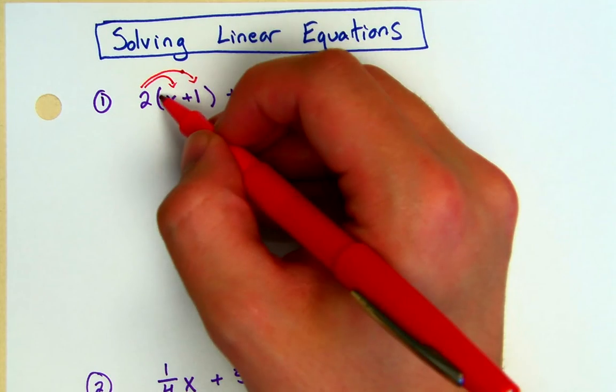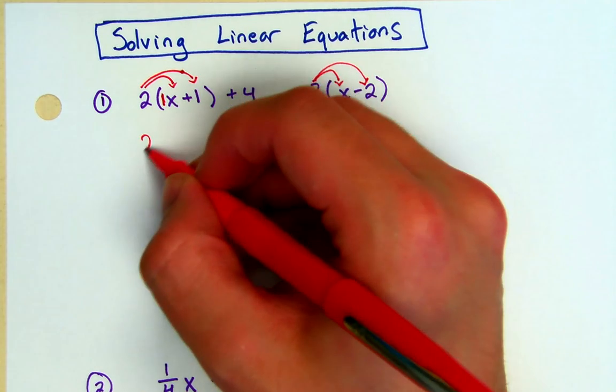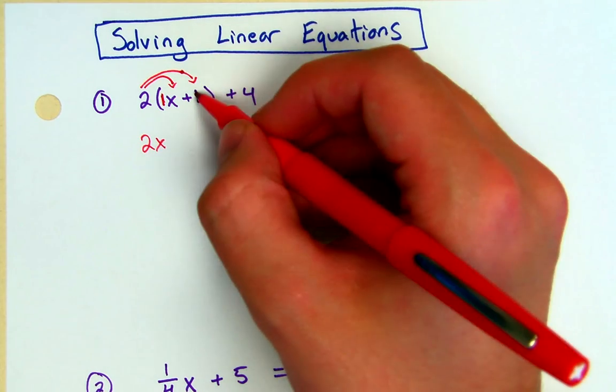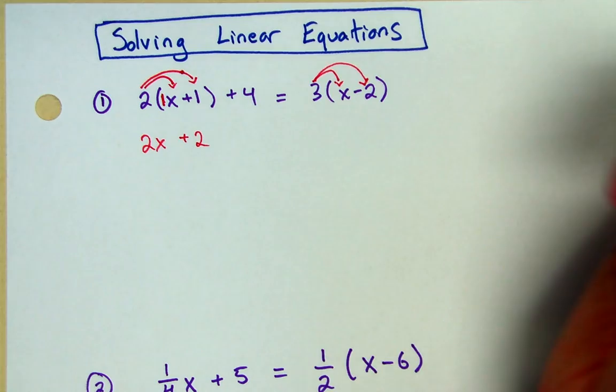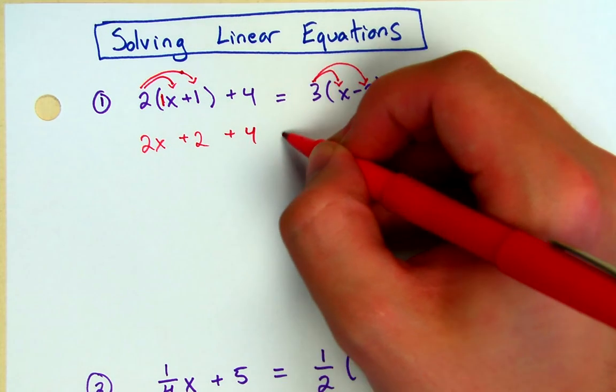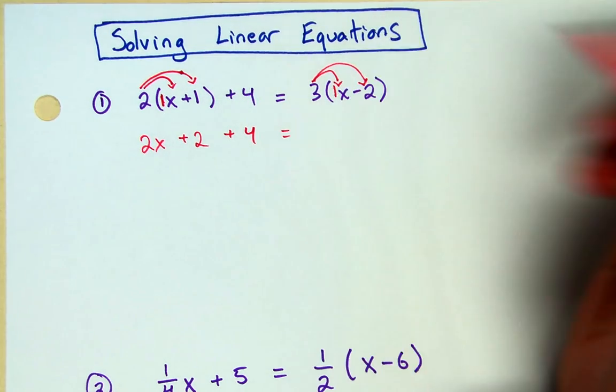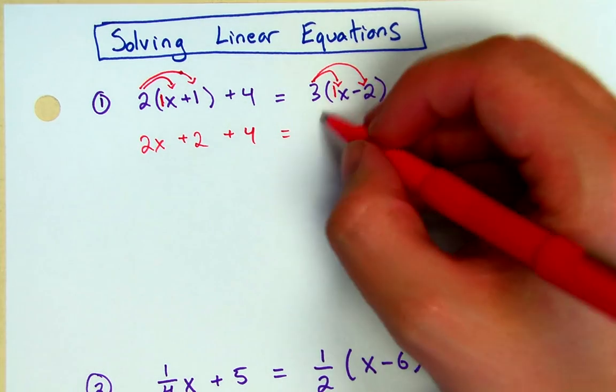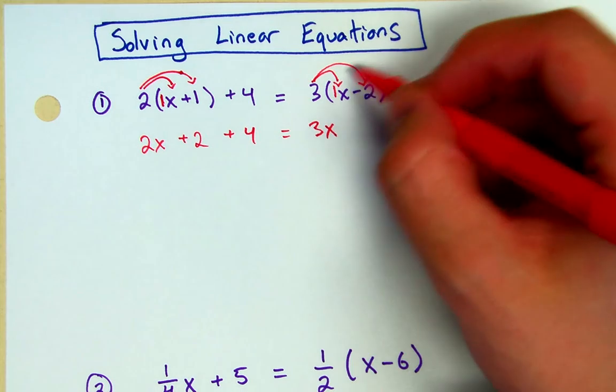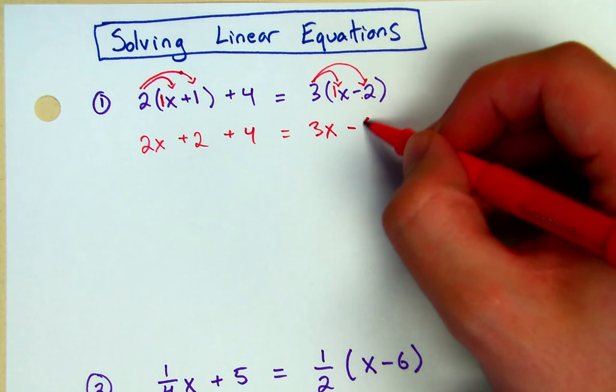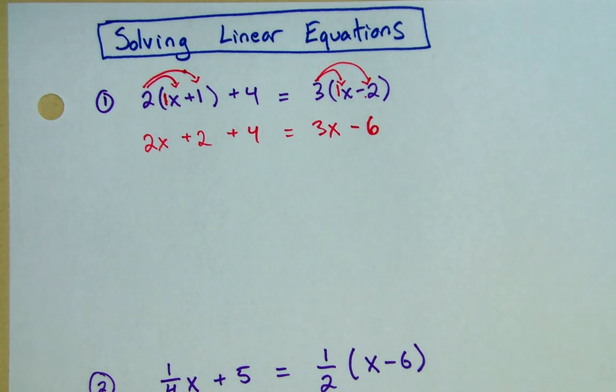Alright, so 2. There's a 1 here, so I got 2 times 1 is 2x. 2 times positive 1 is positive 2. And then the 4 just comes on down. 3, again, there's a 1 there, so 3 times 1 is 3x. 3 times negative 2 gives me negative 6.